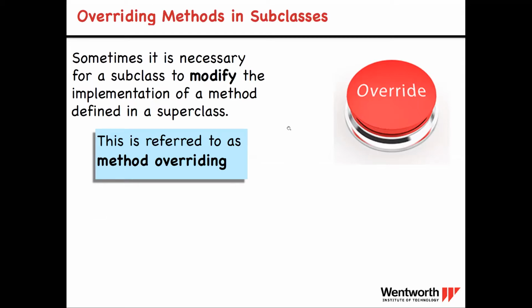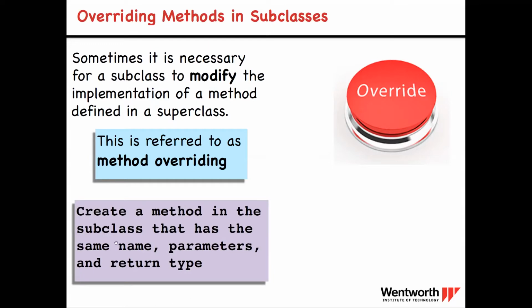So this is method overriding. We're going to create a method in the subclass that has the same name, the same parameters, and the same return type. So the signature is exactly identical. That will do the override. So I'm going to show you how that works.